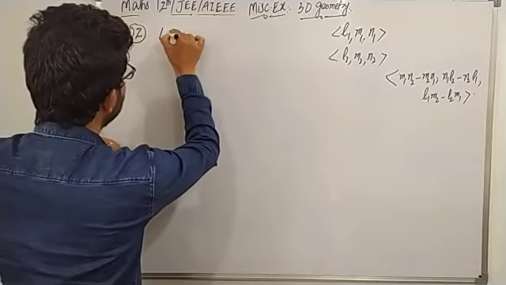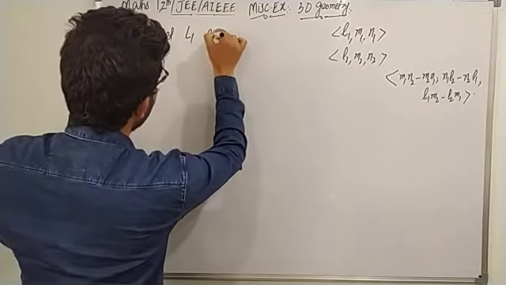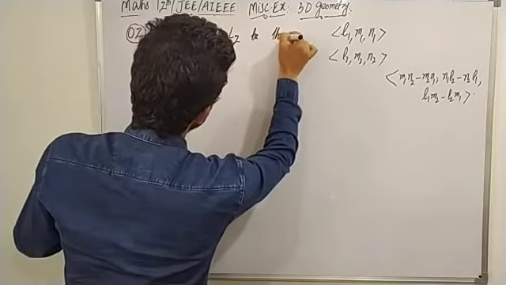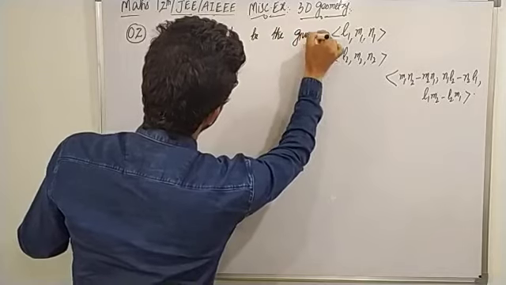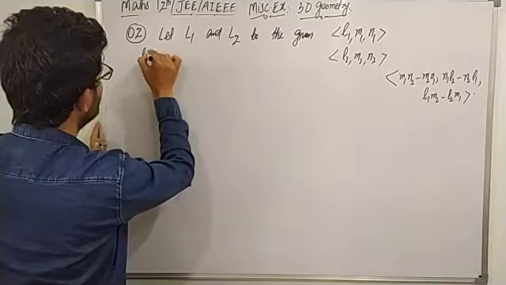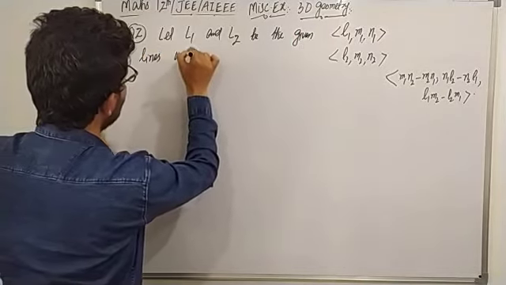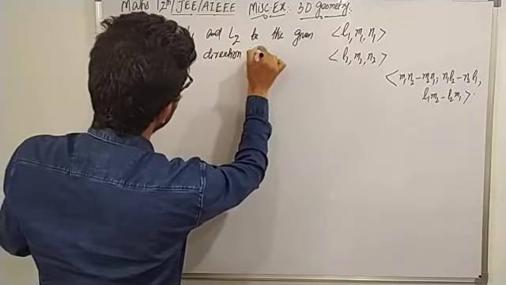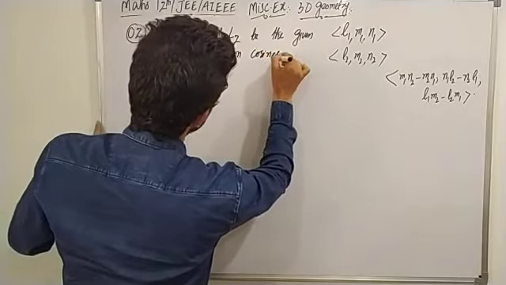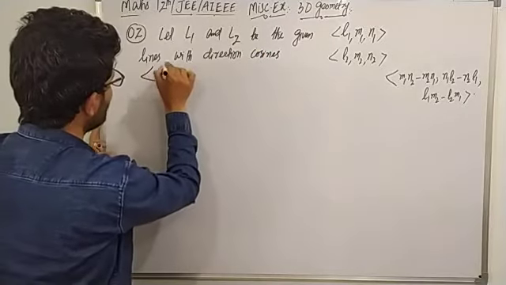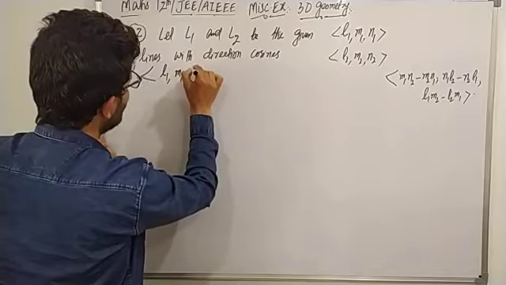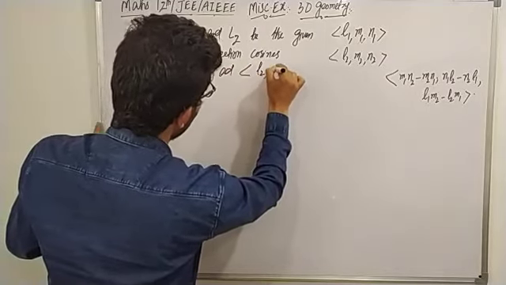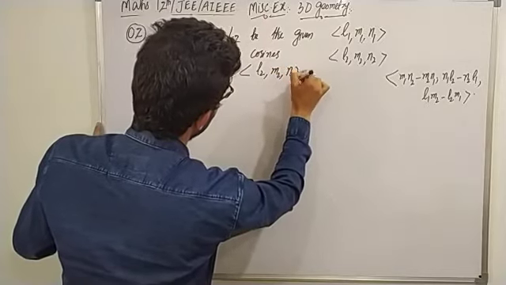Let L1 and L2 be the given lines, with direction cosines ordered 3 tuple of L1, M1, N1 and ordered 3 tuple of L2, M2, N2 respectively.